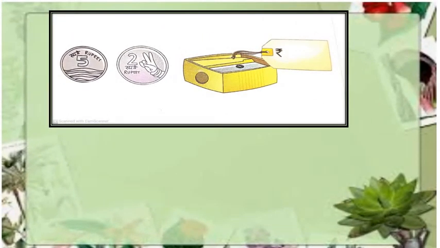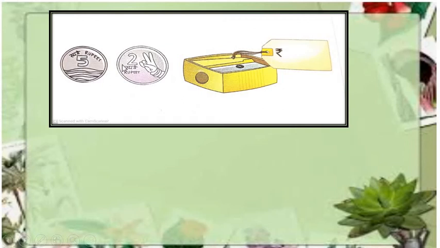Look, this is the sharpener. You all need this. This is the price tag. Here is some amount of money. We have to make total and write that total in this price tag so that we all can find out the price of this sharpener.